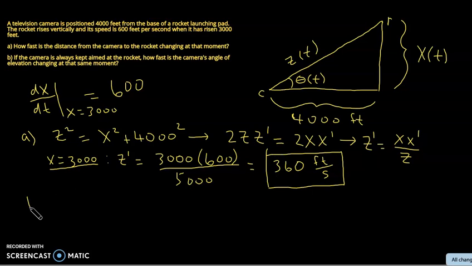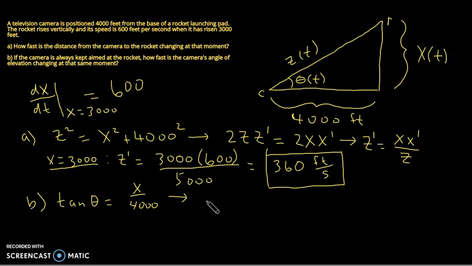Okay, let's go ahead and do part B. Now, part B, we do the same thing, except we need theta prime instead of z prime. So we need our equation relating our changing quantities to involve theta. And of course, that means we'll use trigonometry. If we look at our triangle here, we see that the tangent of theta at time t is equal to x over 4,000. Okay, so that's our equation that relates theta and x.